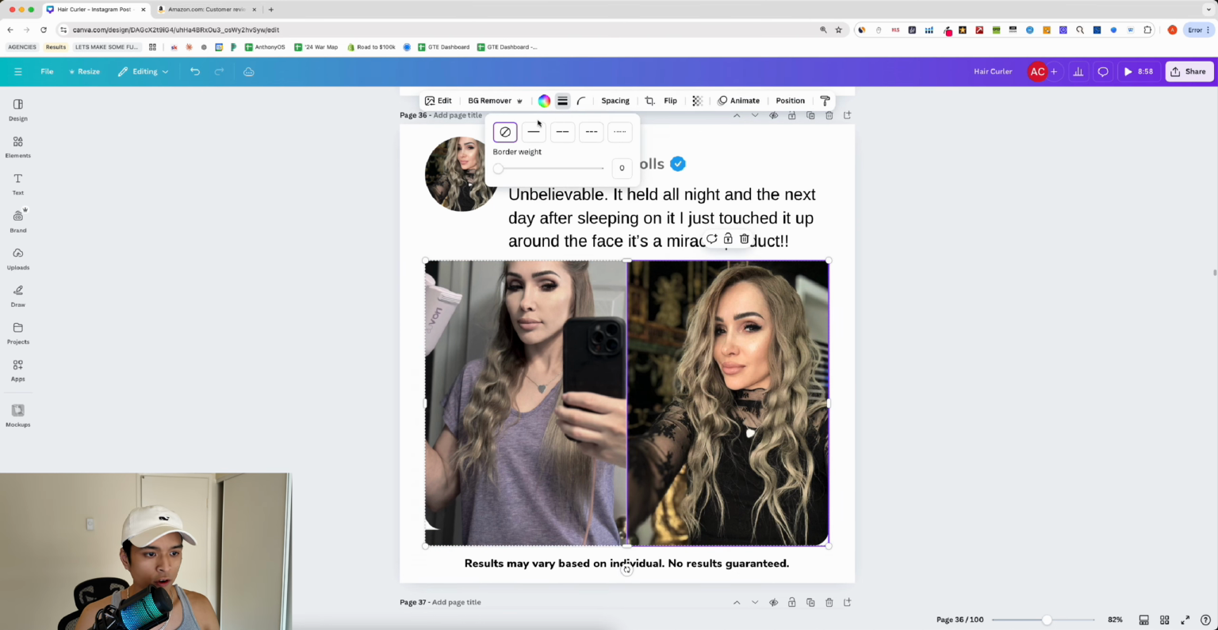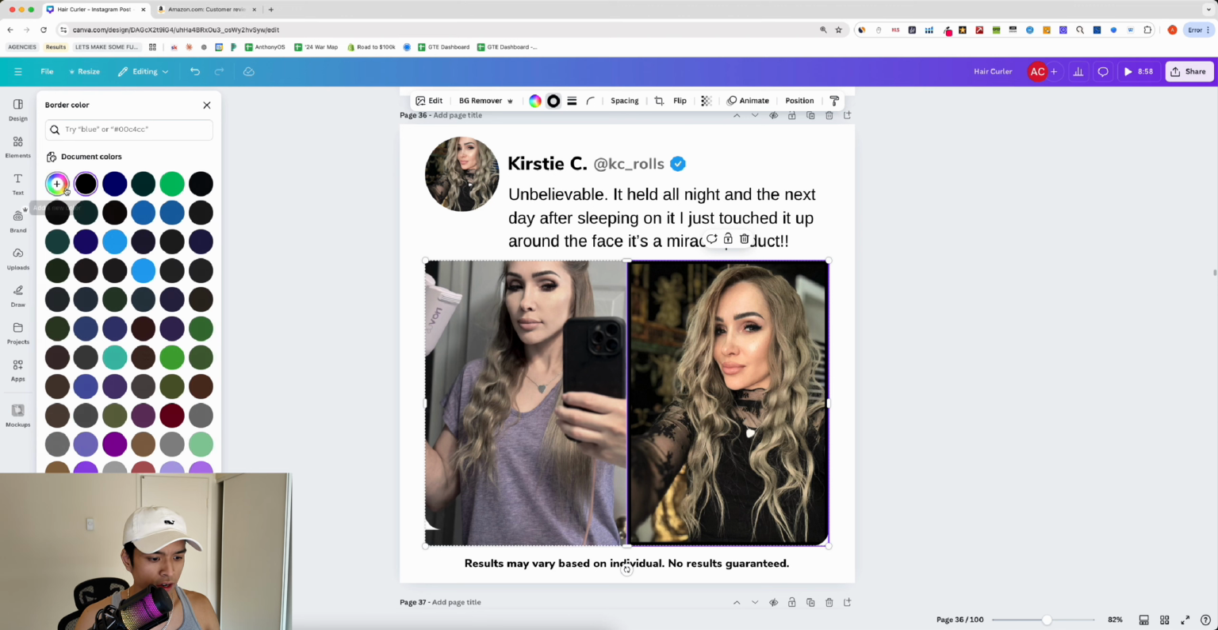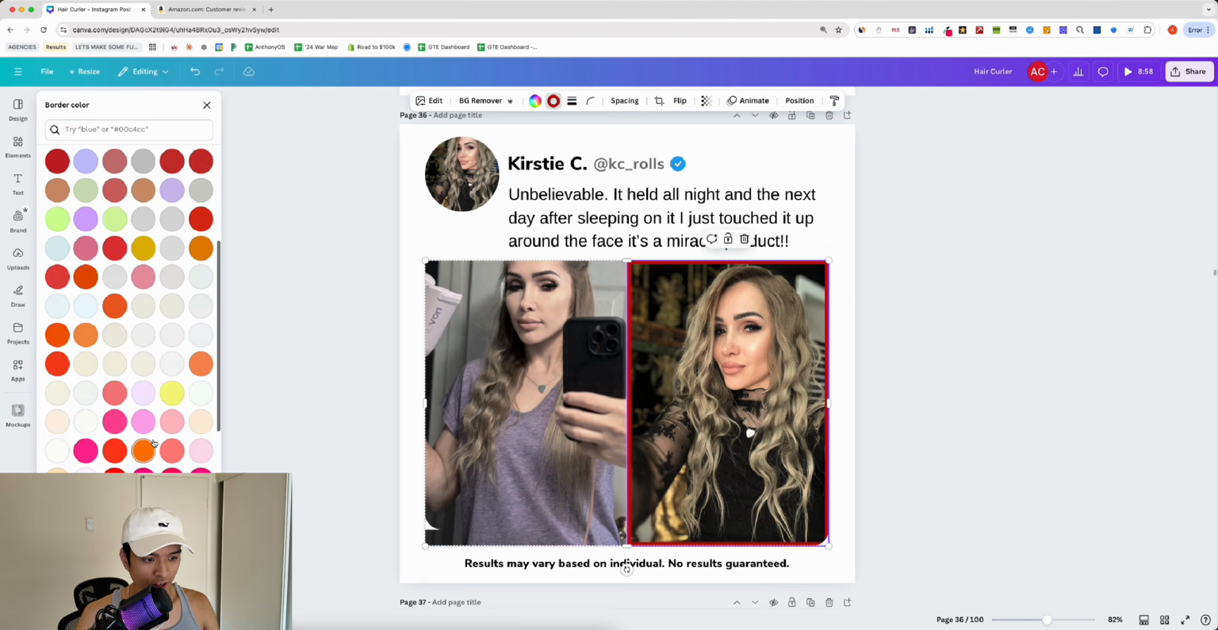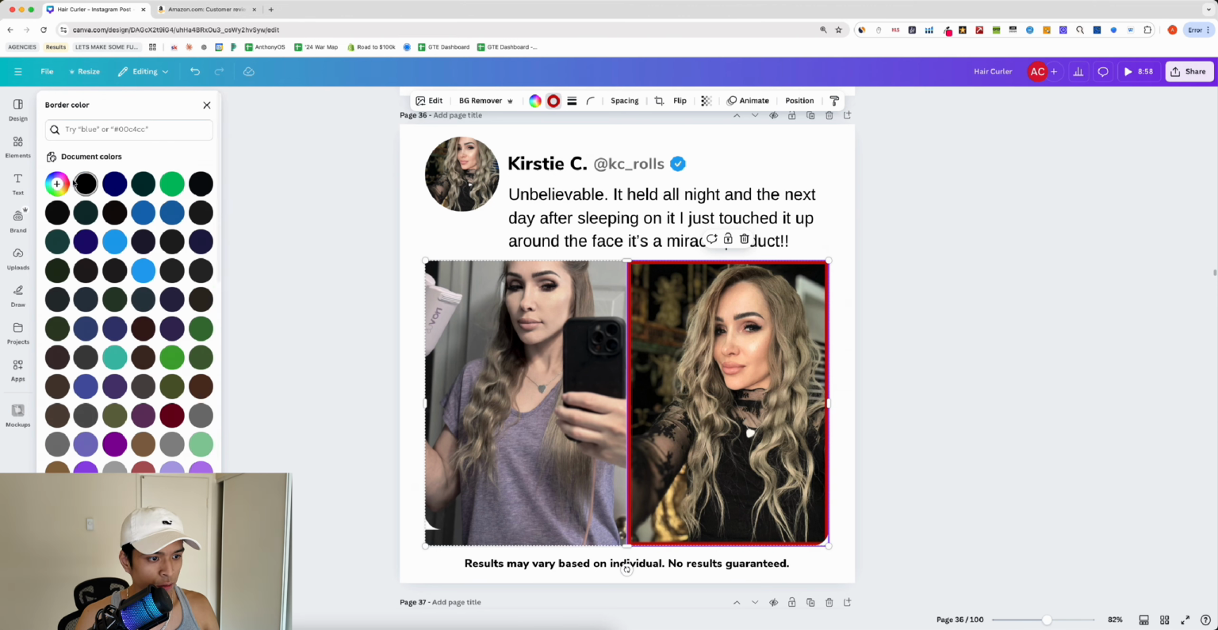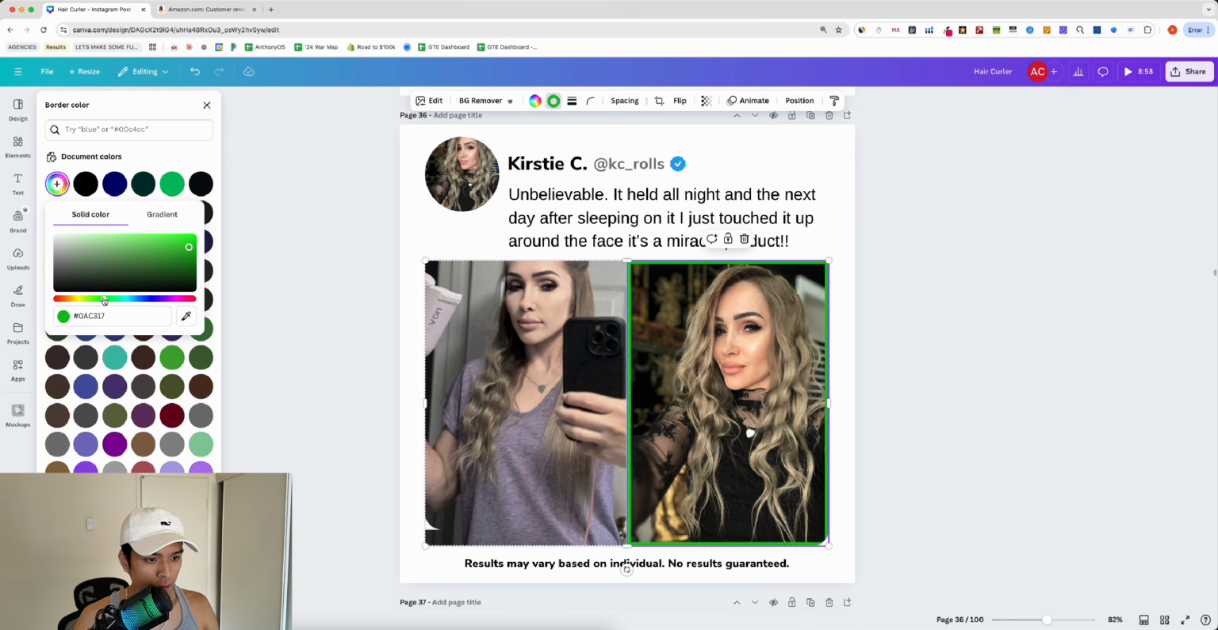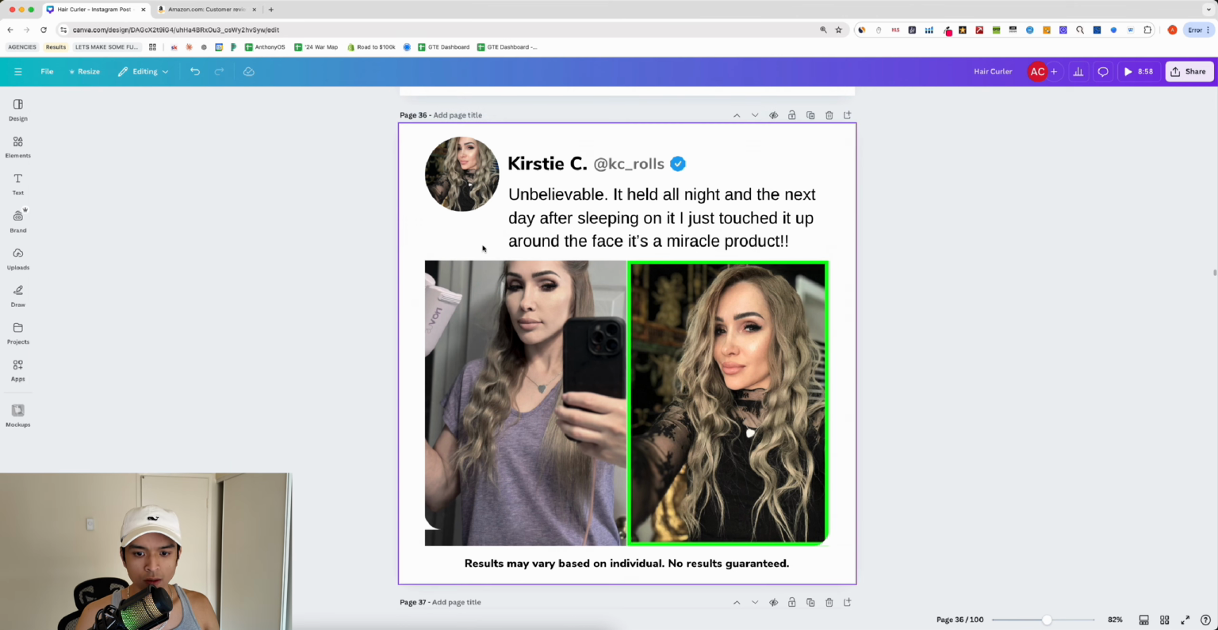Now you can even add a border to this as well, right? And we'll maybe put this one in green. You can put it in red, really to draw attention to the transformation that she's experiencing. And we can even bring this up. Let's go to green like that. Boom. So now, at the end of this whole tutorial that you're watching, you should have a clear before and after.